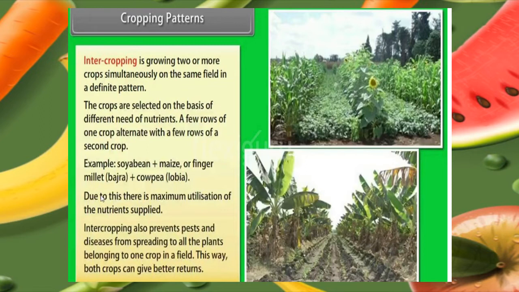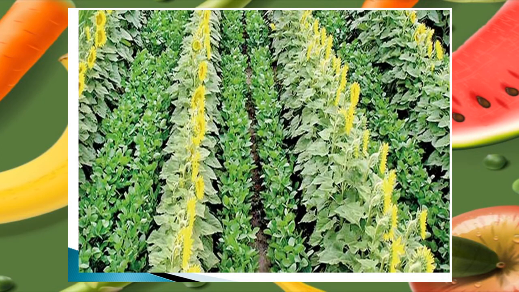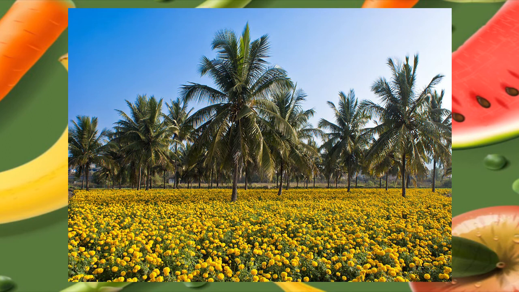Now due to intercropping method, there is maximum utilization of the nutrients supplied. So this is the more beneficial technique for the farmers. Both crops can give the better returns to the farmers. Here you can see some of the examples of intercropping. Coconut trees along with the flowers. So farmers can get double benefit in the intercropping method.